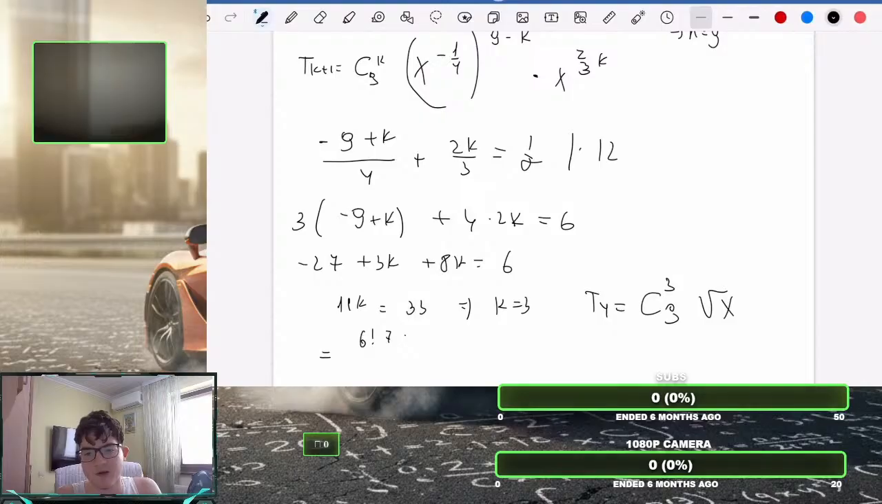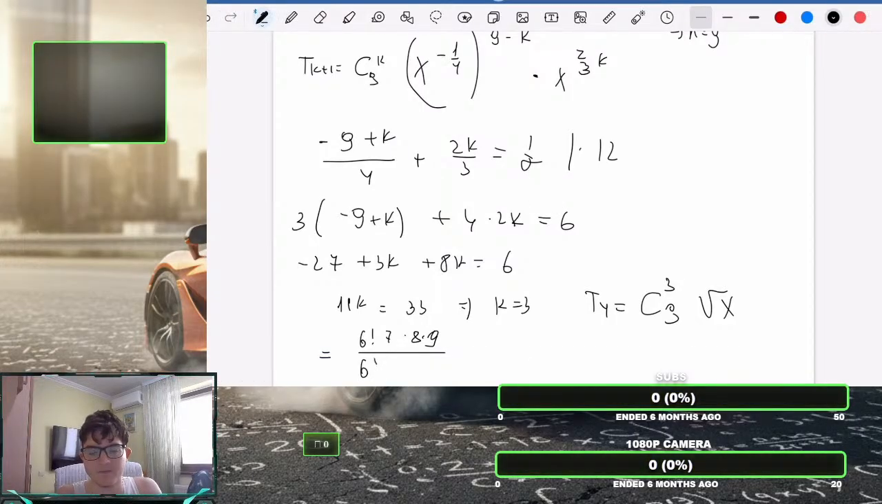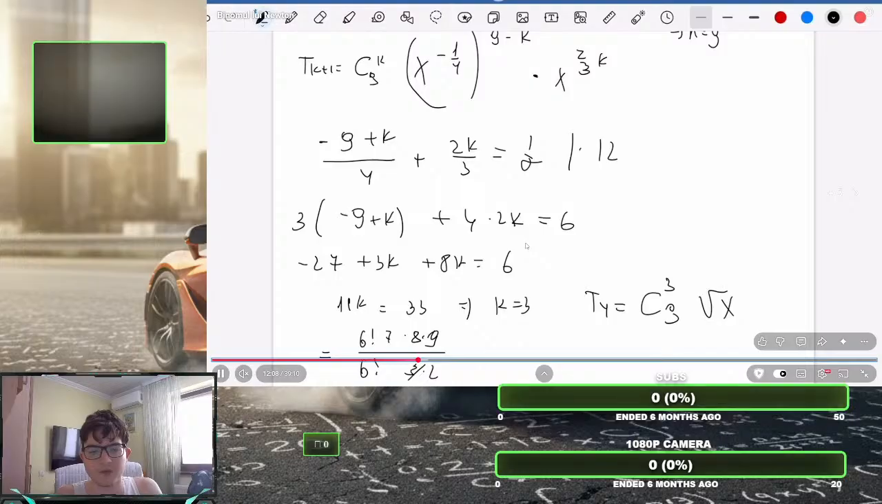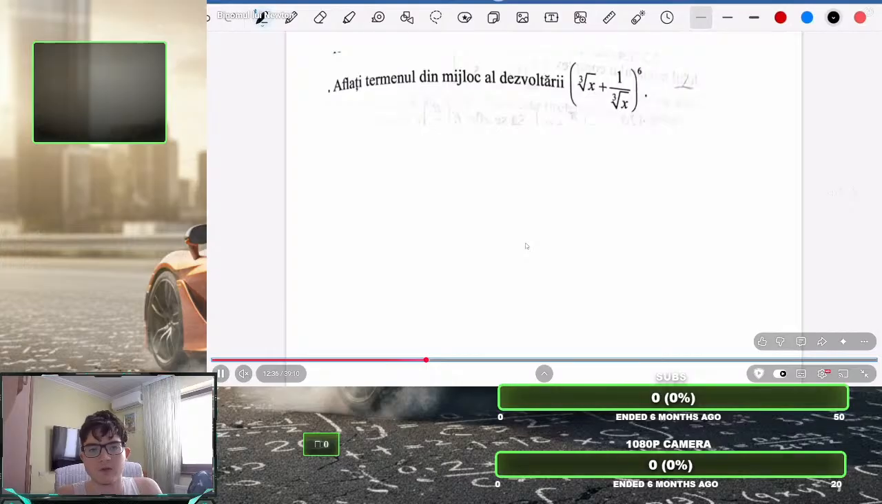So 6 factorial, 7, 8, 9, 10. I mean 8, 9. What? 3. 2 times 3 right there. Boom, simplify, boom, boom, boom. 12 times 7, 84. 84 square root of x. This is T4.